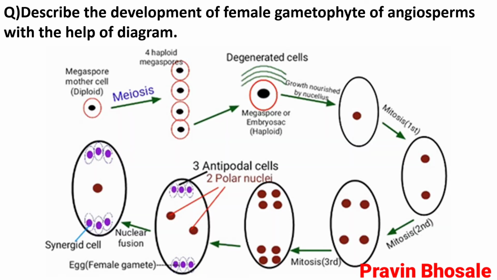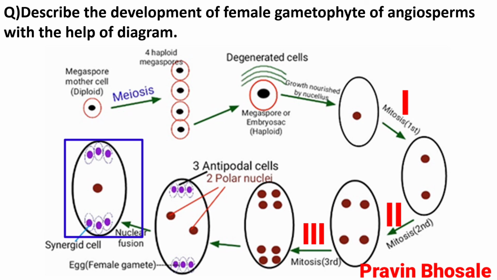Describe the development of female gametophyte of angiosperm with the help of a diagram. So let's see with the help of a diagram. Megaspore mother cell undergoes meiosis and forms 4 haploid megaspores, of which these 3 degenerate. Now this single megaspore gets nourished by nucellus, and undergoes a first mitotic division to form 2 nuclei, then a second mitotic division to form 4 nuclei, and ultimately a third mitotic division to form 8 nuclei. Here the nuclei get rearranged and ultimately form the female gametophyte, that is the embryo sac.